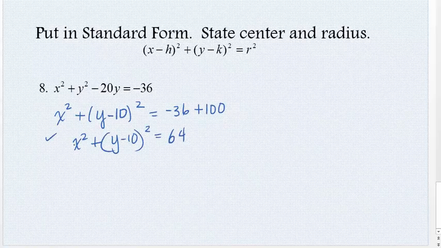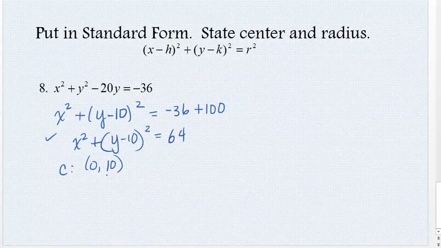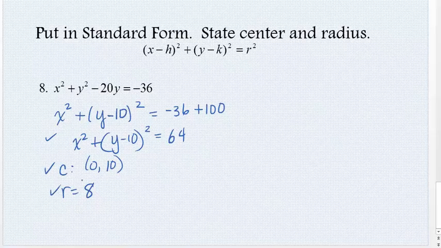Alright, now it's in standard form. The center, h is 0, k is 10, change the sign, don't forget, and the radius is the square root of 64, which is 8. Alright, hopefully that makes sense. We've completed the square, put our circles in standard form, and identified centers and radiuses. Alright, we'll see you in class.